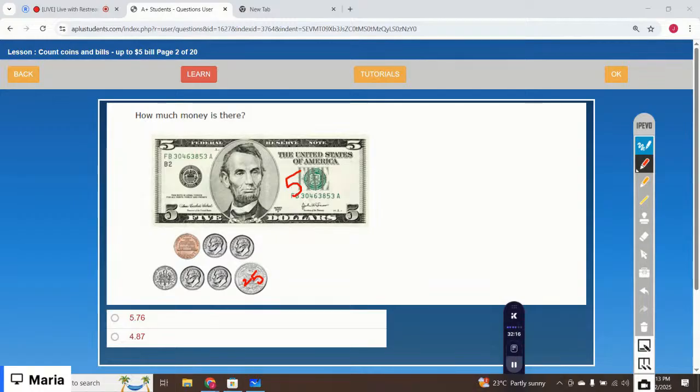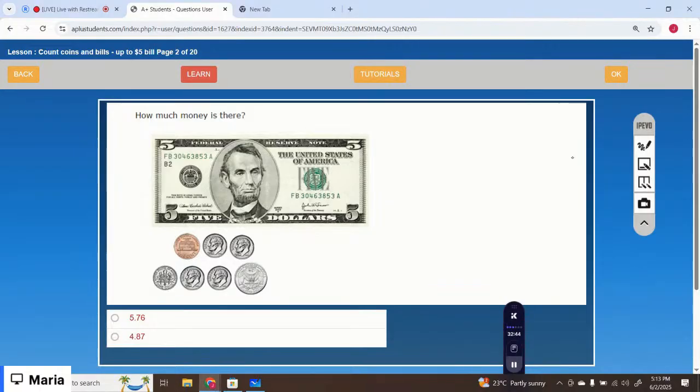then we have dimes, 1, 2, 3, 4 dimes. We can count dimes by 10, 5 times. And the one we can count by 25, 35, 45, 55, 65, 75, and 1, 76. So that is $5.76. Option number 1 is the correct option.